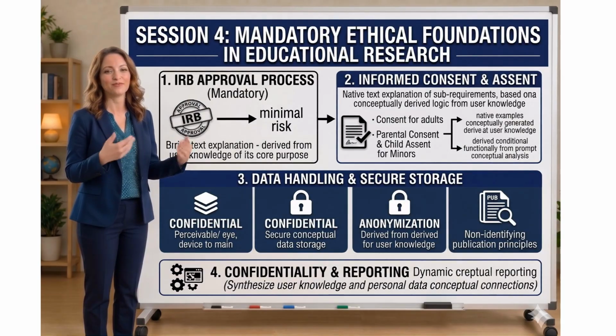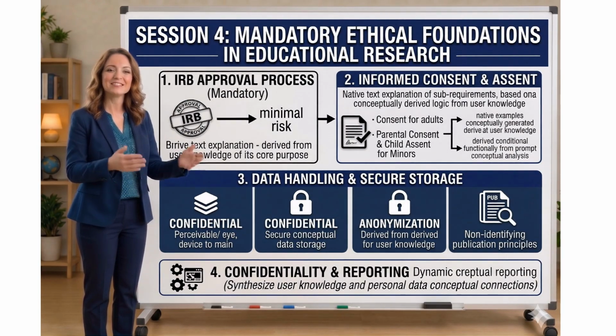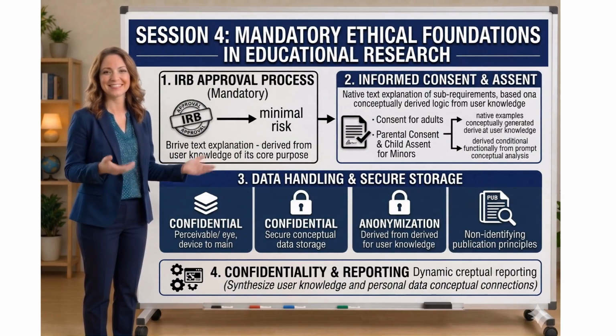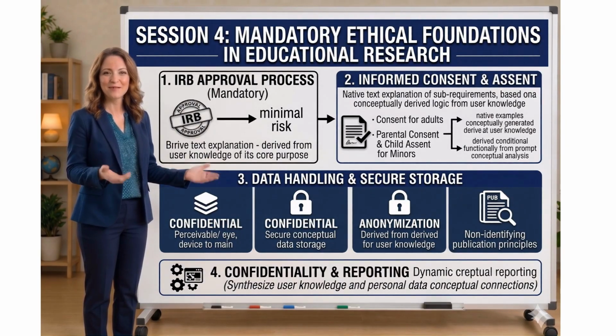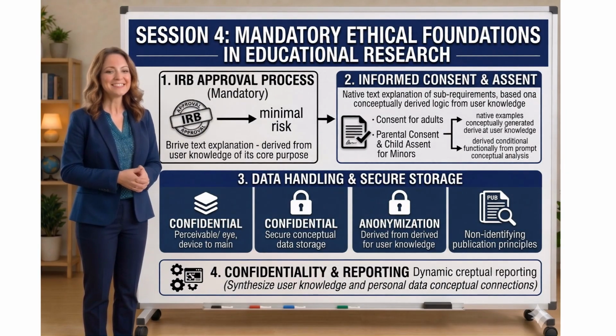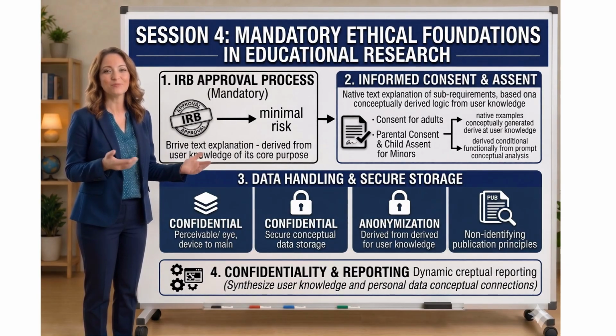Anytime you collect data from real people, ethics matter. And in educational research, this is non-negotiable. Before you collect a single data point, you need approval through an institutional review board process. This ensures your study poses minimal risk to participants. Participants must give informed consent. They need to understand what they're agreeing to in plain language. If your participants include minors, you need parental consent and child assent. Data must be stored securely, kept confidential, and never published with identifying information.